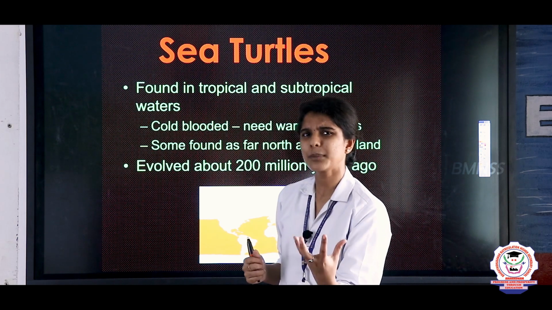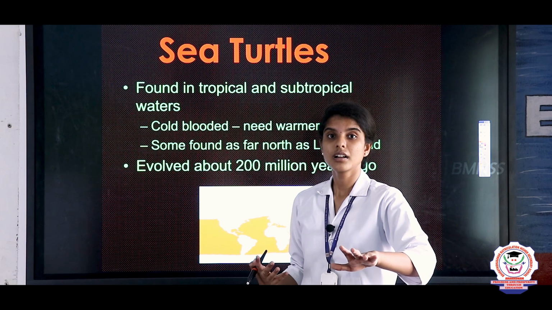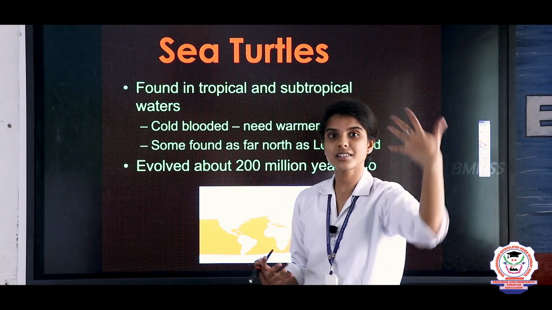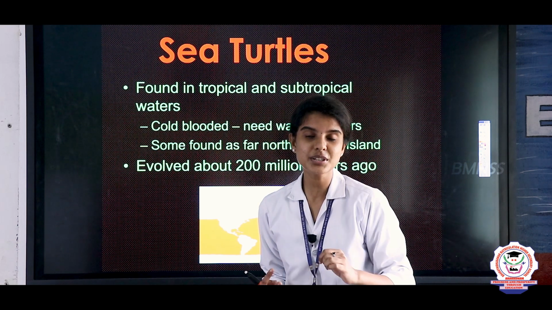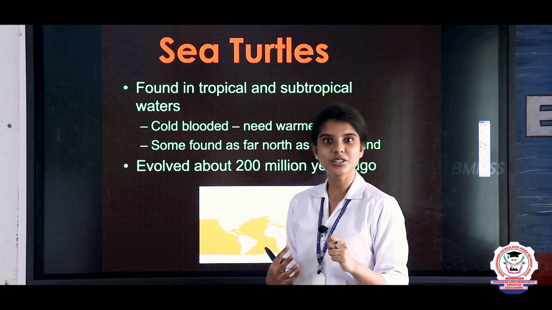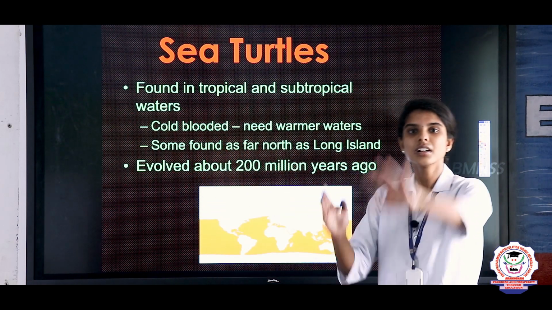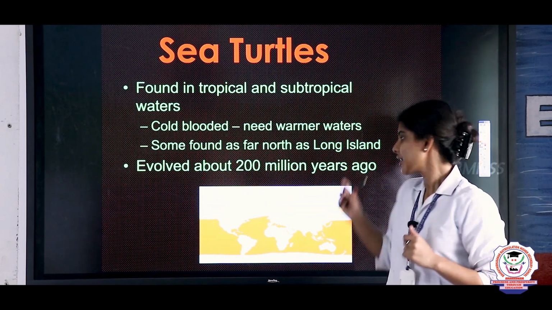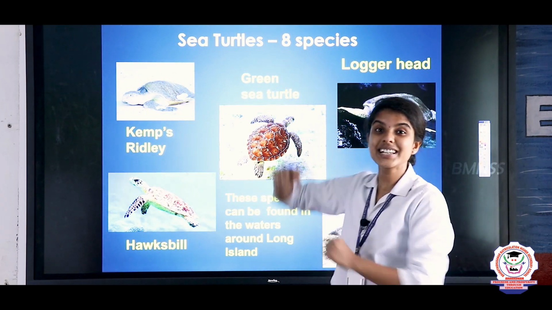So can you name some other creature in this world which evolved about 200 million years ago? Can you name some of it? Yes, dinosaurs, that's good. Yes, snakes, that's good. These are some kind of creatures that also evolved so many million years ago. Now let's see the 8 species of sea turtle.